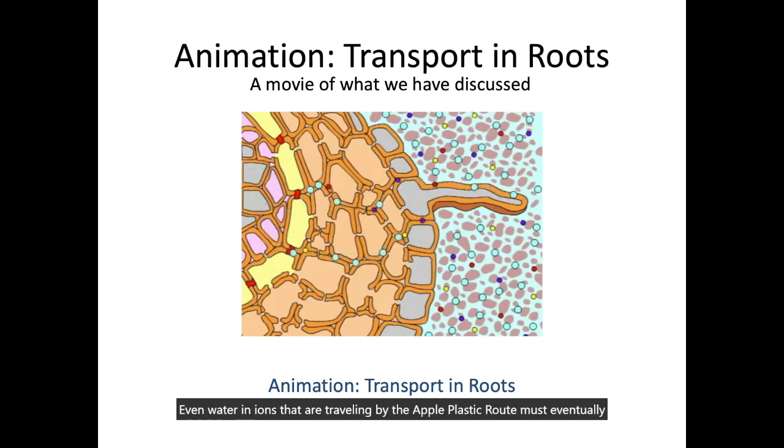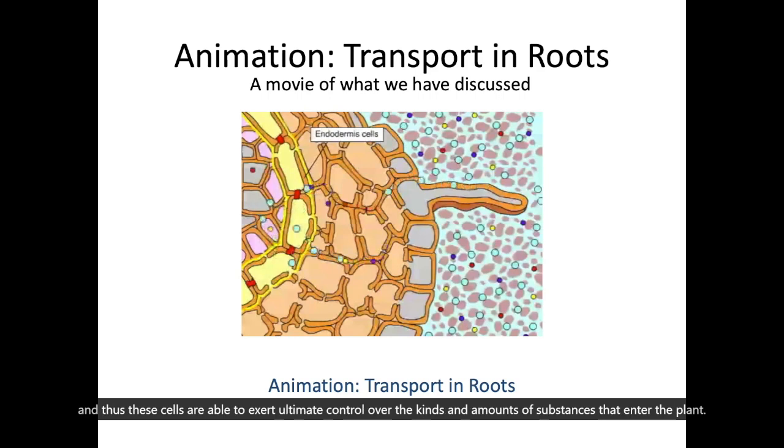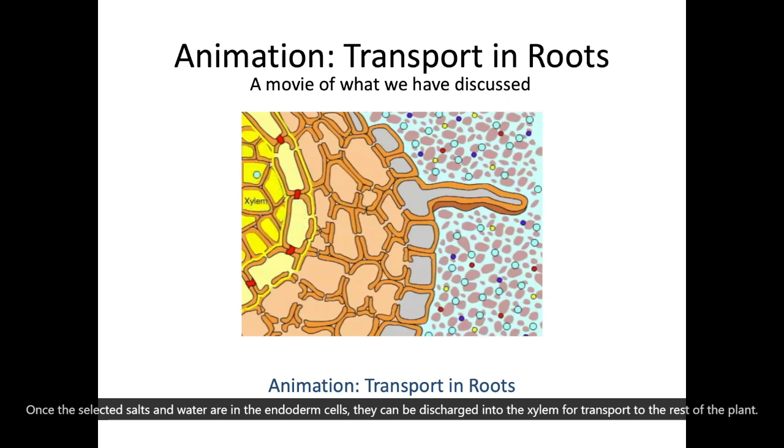Even water and ions that are traveling by the apoplastic route must eventually pass through cells because of a waxy waterproof band called the Casparian strip. This forces all water and solutes to pass through the plasma membranes of endodermis cells, and thus these cells are able to exert ultimate control over the kinds and amounts of substances that enter the plant. Once the selected solutes and water are in the endodermis cells, they can be discharged into the xylem for transport to the rest of the plant.